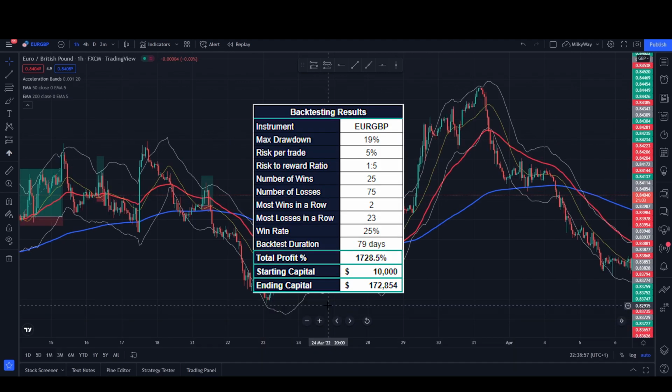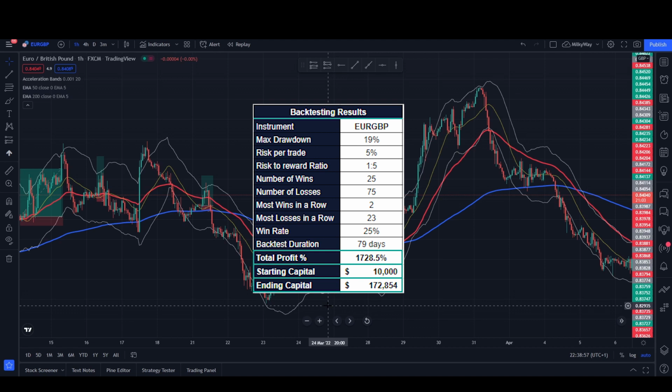So here you go, guys, the results. We had a maximum drawdown of 19%. We risked 5% per trade, with obviously a risk to reward ratio of 1 to 5. We had 25 wins and 75 losses, with 2 wins in a row and a maximum of 23 losses in a row. That gives a win rate of 25%, and the duration lasted for 79 days.